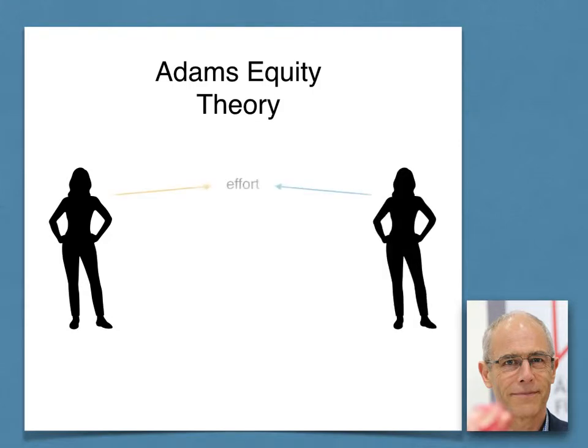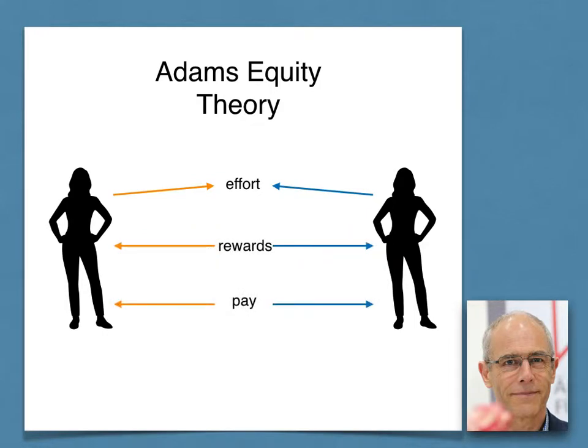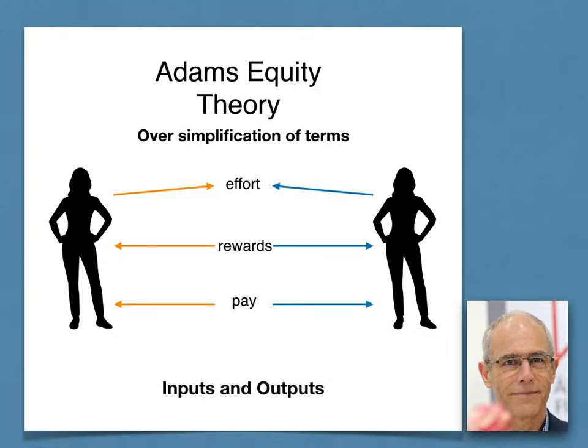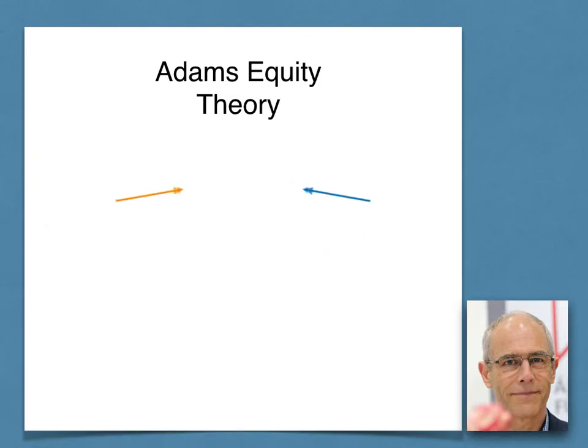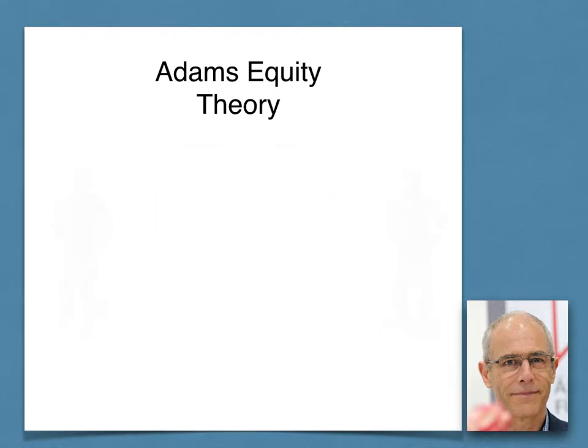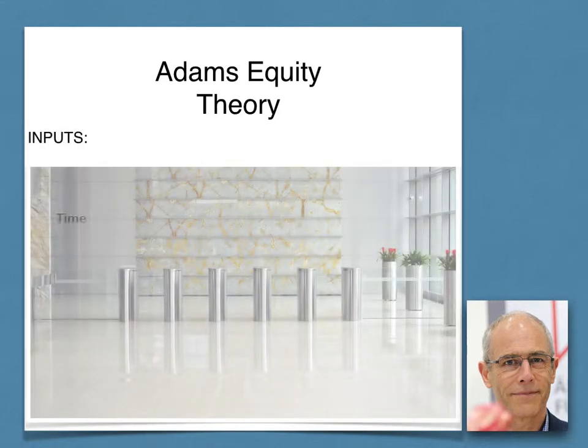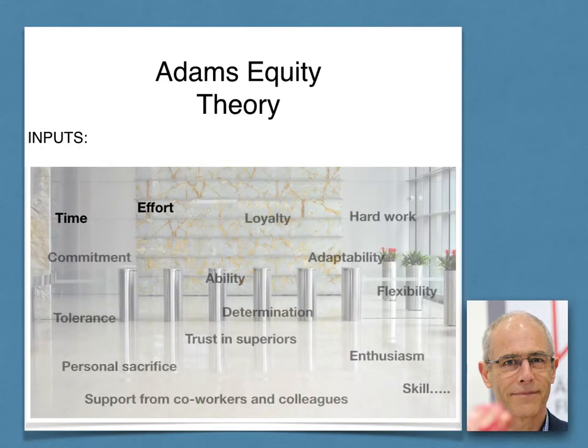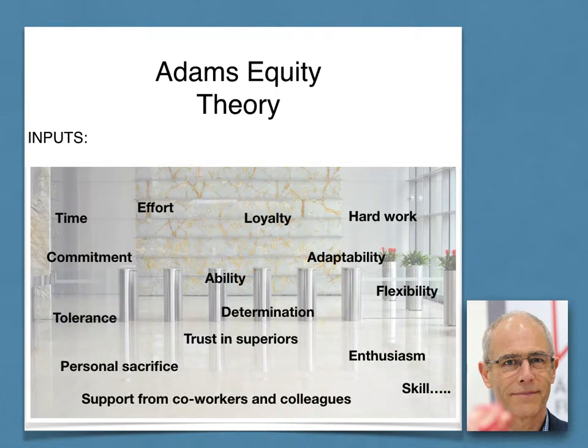Words like efforts and rewards, or work and pay, are an oversimplification. Hence the terms inputs and outputs. Inputs are logically what we give or put into our work. Outputs are everything we take out in return. The equity theory term inputs encompasses the quality and quantity of the employee's contributions to his or her work. Typical inputs include time, effort, loyalty, hard work, and many other types of input, including those shown here.